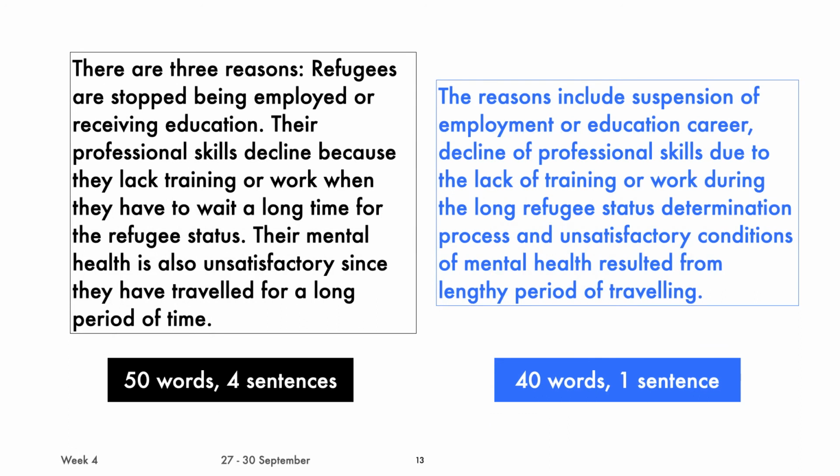And you might not believe it when I said that when you nominalize, the resulting sentence would look very complex, but it's actually shorter. So the original text on the left has 50 words in 4 sentences. But on the right, you have a passage with just 1 sentence and 40 words.